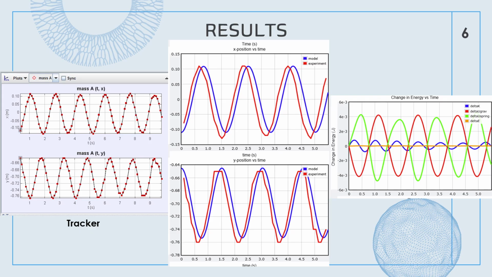So here are the results of both the Tracker and GlowScript. So on the left is what the Tracker data look like, and then in the middle is the GlowScript code's X and Y positions. So the blue is the model, and then the red is the experiment. And then on the right is the changes in energies of the GlowScript code.